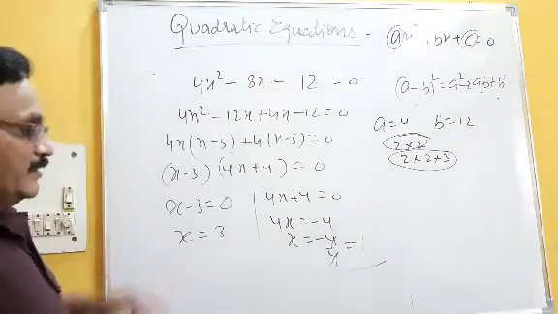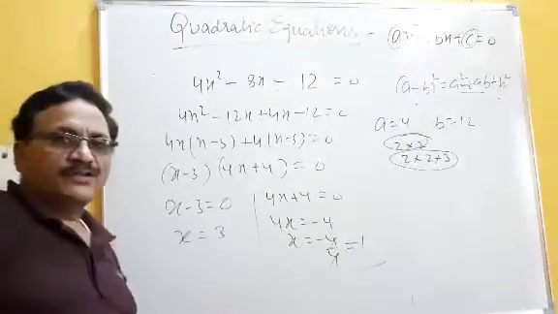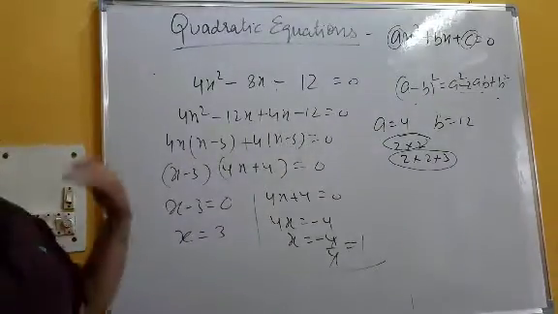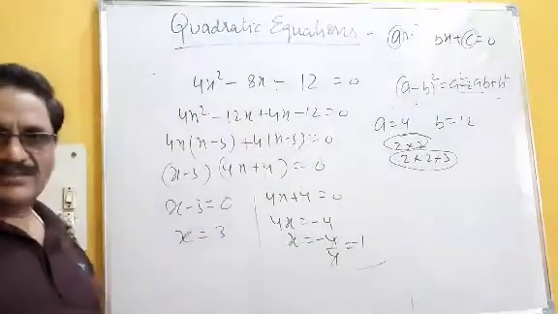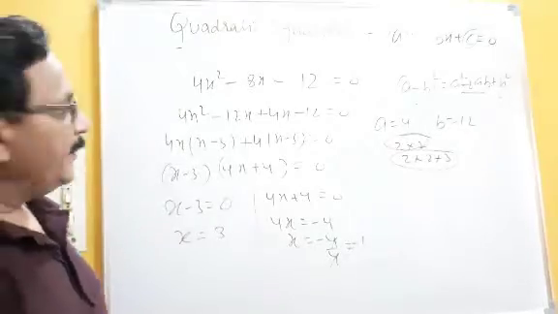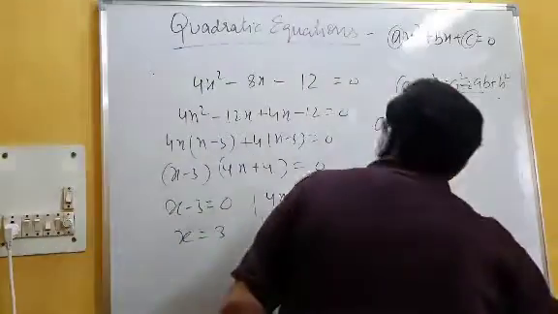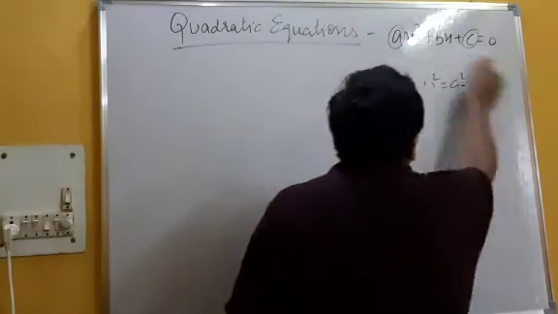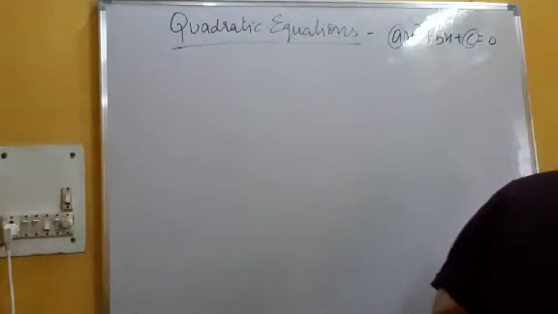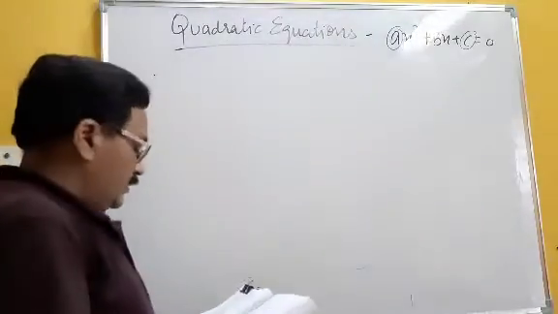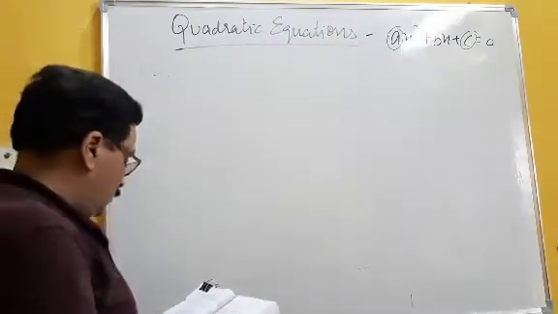Okay. So in this exercise, first we will solve by splitting the middle term or completion of square. When the next exercise comes, then we will discuss the quadratic formula. Okay. Now, open exercise 4.2, page number 76 in the NCERT book.